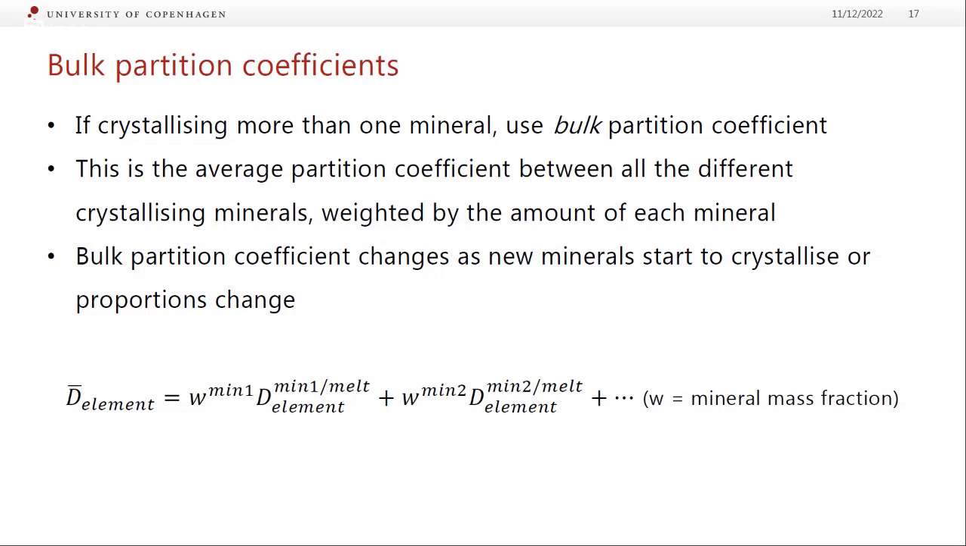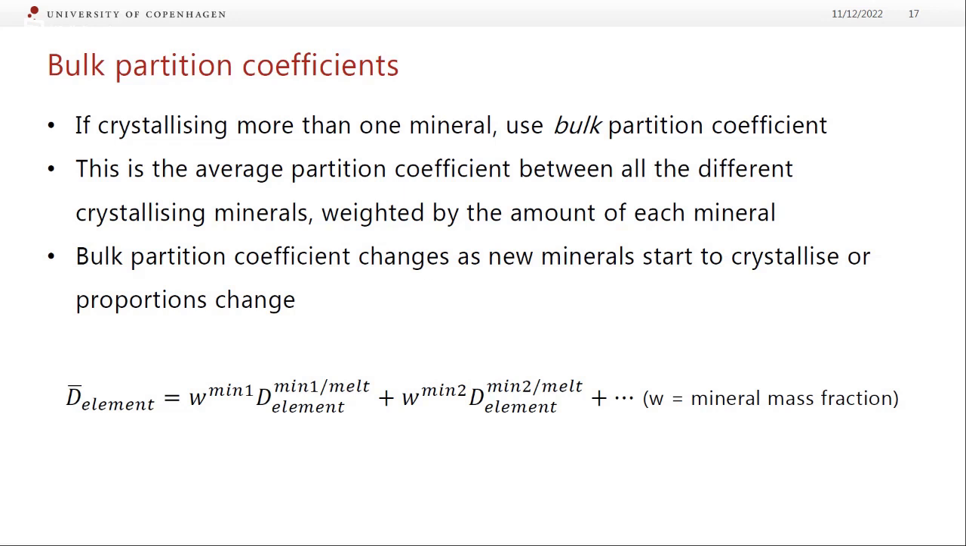So now we'll talk a bit about what that means for trace elements. So often we're crystallizing more than one mineral at a time, and that means that we have to go from these mineral partition coefficients, which you can basically just look up online, or for the exercises, I'll give them to you, and you calculate a bulk partition coefficient. So in this case, it's the mineral partition coefficients. So this is the D, the partition coefficient for mineral 1 over the melt of a particular element, and you weight it by the proportion of that mineral in the crystallizing assemblage.